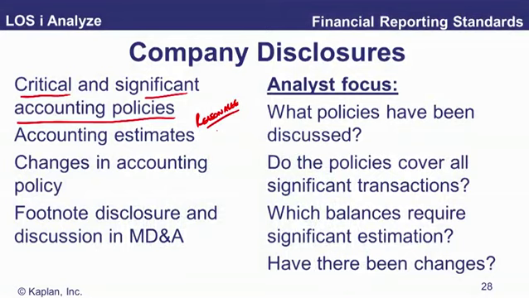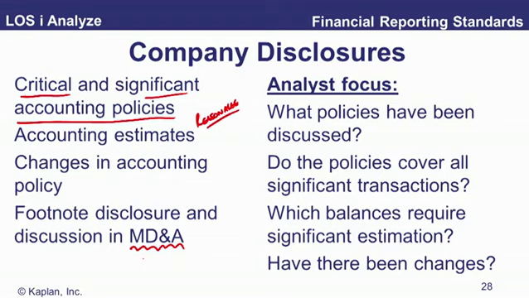Changes in accounting policy. If you change accounting policy, it's going to be disclosed. And remember, not only look at the footnotes, but look at the MD&A. Footnotes will talk about the change in accounting policy. In the MD&A, you're going to get a better explanation of why the company changed its accounting policy. Remember though, the MD&A is unaudited, so we do need to be a little bit concerned about potential bias.